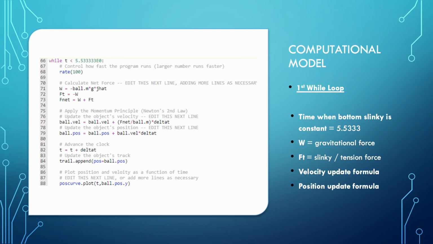The first while loop represents the time before the bottom begins to move. This lasts about 5.5333 seconds in the model. During this period, only gravity and tension are acting. The velocity and position update formulas compute the slinky's motion step by step. This part of the simulation aims to reproduce the stationary bottom.